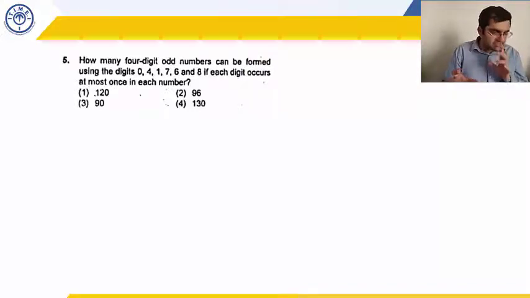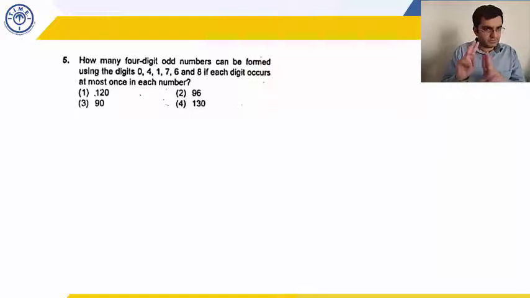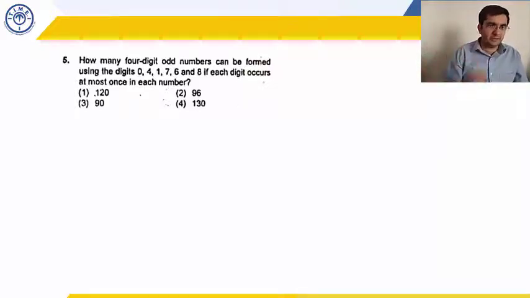So the last place can be filled in how many ways? You have a 4-digit number. It has to be odd. Last place can be filled in how many ways? It can be filled in 2 ways because it has to be either a 1 or a 7. So 2 is fixed. Last place can be filled in 2 ways.